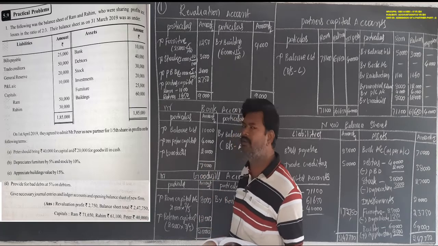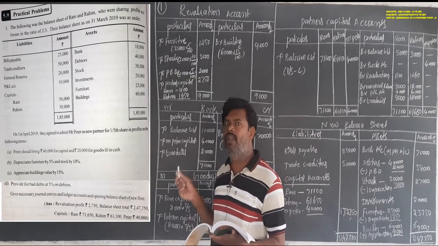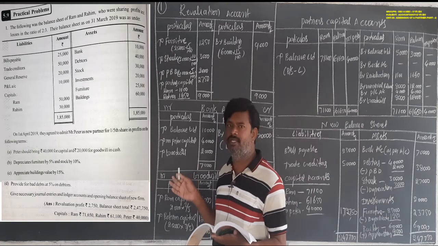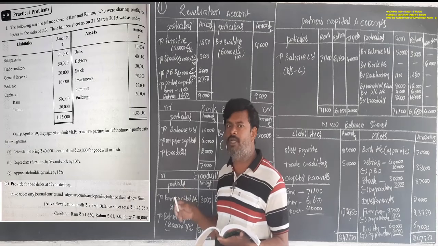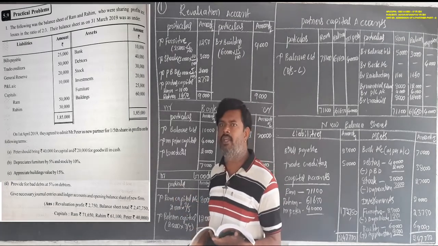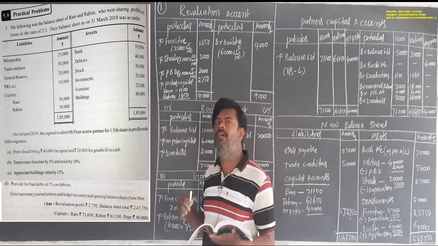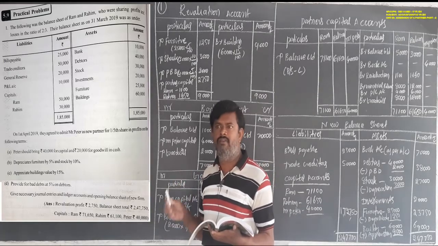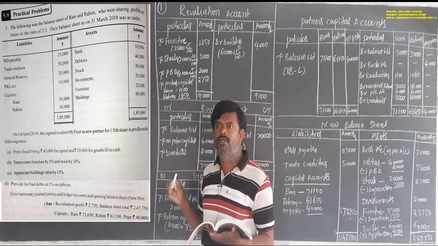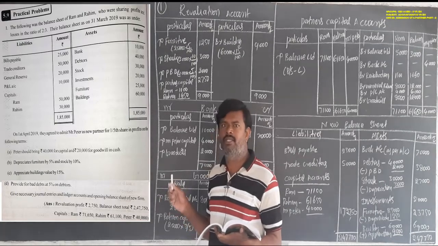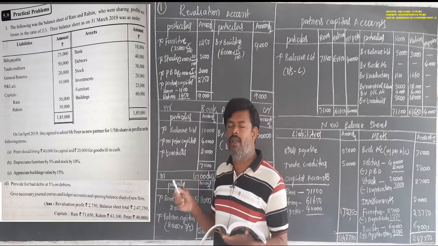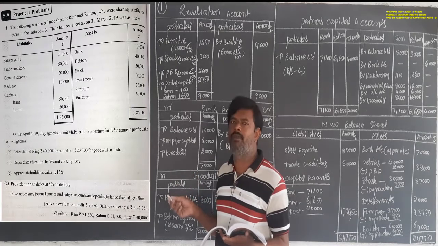Next, the goodwill account. Goodwill amount is given in 4 conditions. First one, brought in cash; second one, brought in cash and withdrawn by the old partners; third one, creation of goodwill; and fourth one, creation and written off. I will specify while solving the problem which goodwill condition belongs to first, second, third or fourth. I am already clear about the goodwill treatment.